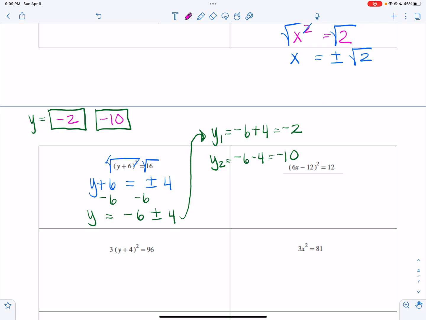So here we're set up. We have a squared equal to a constant. So we take the square root of both sides. That cancels, and I'm left with 6x minus 12 equals plus or minus. And I'm going to go ahead and simplify this because there's a perfect square in there. And the square root of 4 is 2, and the square root of 3 stays the square root of 3.